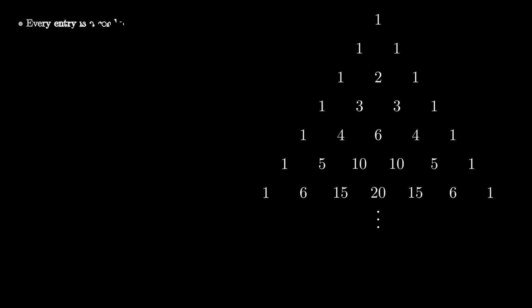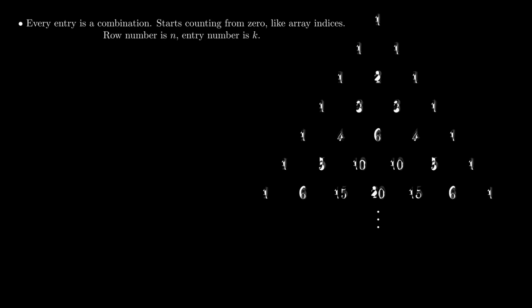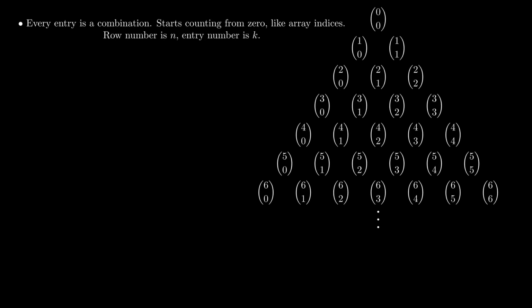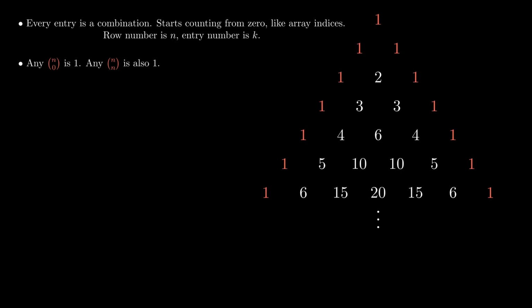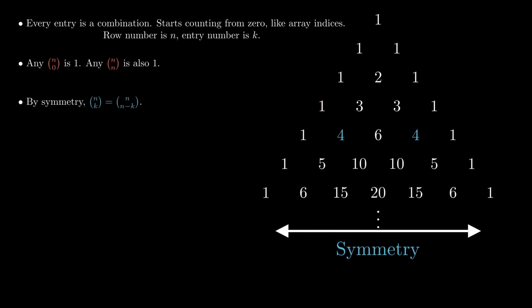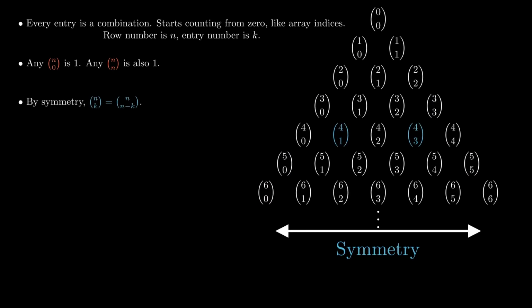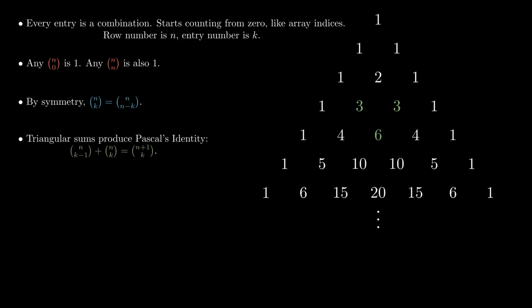The first property of this triangle that you might notice is that every entry is actually a combination. In fact, it is every combination. Any n choose 0 is 1, and any n choose n is also evidently 1. Our triangle is symmetric. This means that any n choose k is equivalent to n choose n minus k. Because we built this triangle with sums, it naturally produces Pascal's identity.